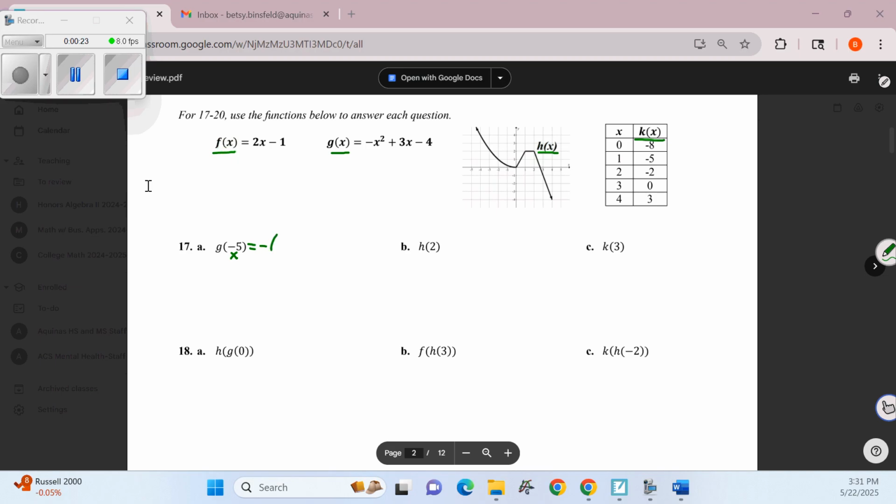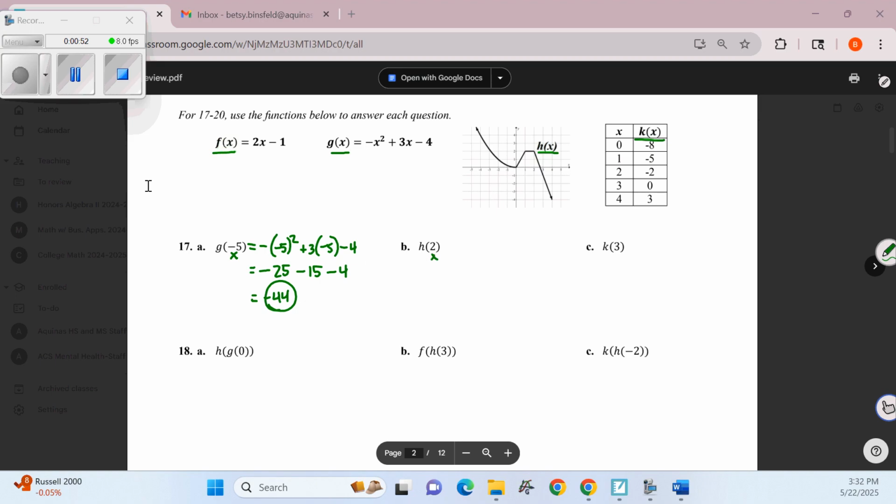So negative, and then -5 squared plus 3 times -5 minus 4. Careful to do some order of operations here. This is negative, and then -5 squared is a 25, but there's a negative up front, so it still looks negative. Positive 3 times -5 is a -15 minus 4. And then we add and subtract from left to right. This becomes -44.